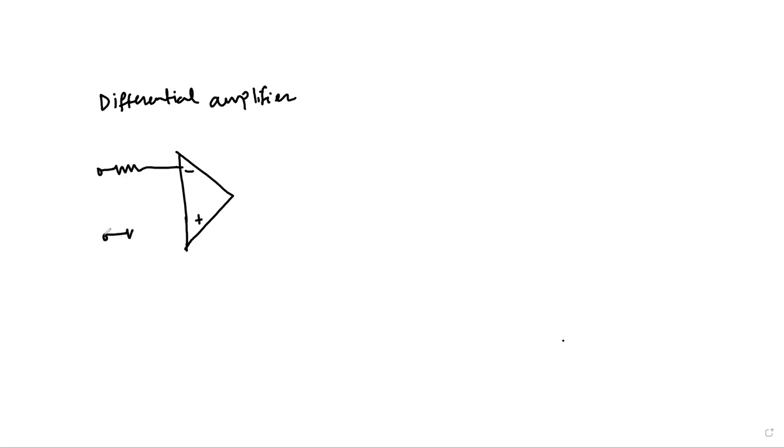All right, so we continue with the differential amplifier. What we see here is a schematic with the two input terminals of the operational amplifier. To the negative input terminal, we apply voltage V1, and to the positive input terminal, we apply voltage V2. We have this resistor R1, and in the feedback, we have another resistor, R2.